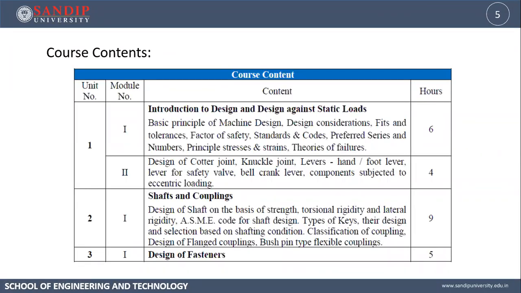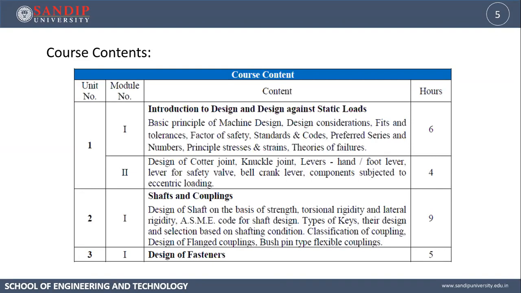That is, introduction to design and design against static loads. Here, the basic principles of machine design, design considerations, fits and tolerances, factor of safety, standards and codes, preferred series and numbers, principal stress and strain, and theories of failures will be discussed.